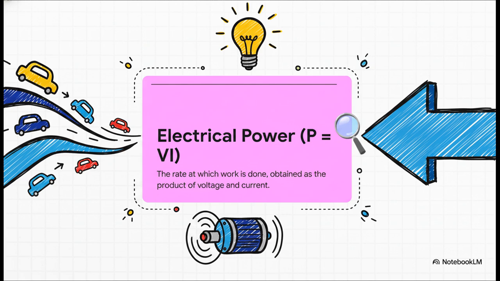Now, when you combine that moving traffic with that driving pressure, things actually get accomplished. This is electrical power, which equals voltage multiplied by current, or P equals V times I. Power, measured in watts or joules per second, is simply the combination of that flow and pressure doing actual tangible work. We're talking about spinning a motor or illuminating a light bulb. It's the satisfying real-world result of all that microscopic movement.